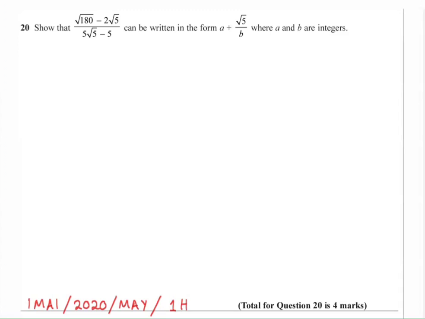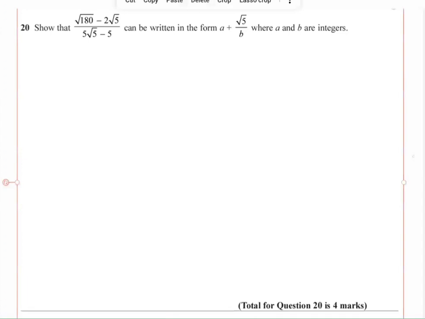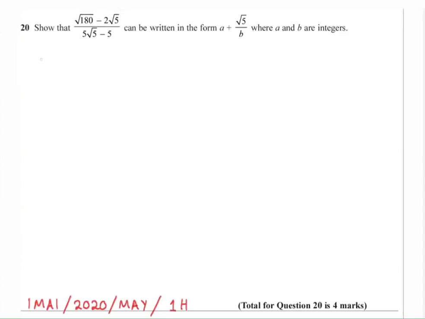So here we go. It's a format question, so you really want to show your steps right there. Always take a glance or a look at the marks. I'm just going to start out by rewriting the question. Okay, so we have the square root of 180 minus 2 root 5, the whole expression divided by 5 root 5 minus 5.